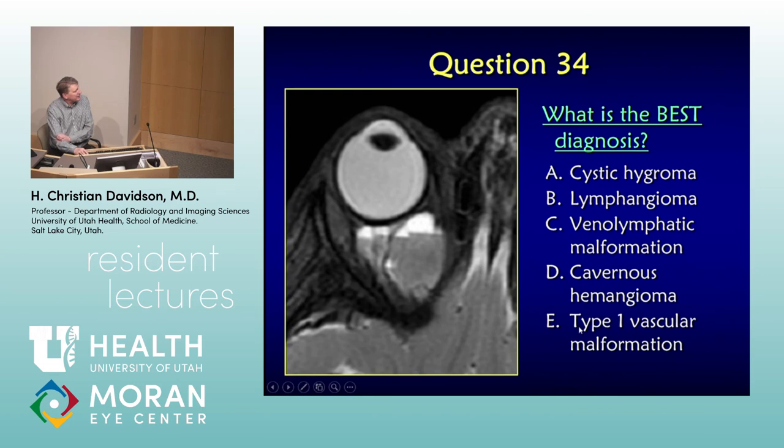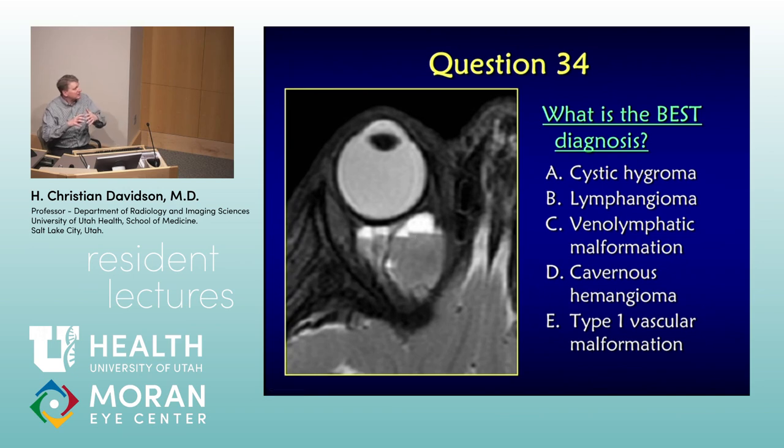But they can be either type 1 or type 2. Now, if they have varices in them, and we've seen some of these patients, they're pretty uncommon, but these dramatic varices where a patient holds their breath, and in about 20 seconds, they can make their eye pop out by filling this varix up with venous blood. Those would be the type 2 malformations. They can have a very similar pathology to what we used to call lymphangiomas, because they do have this venous connection.